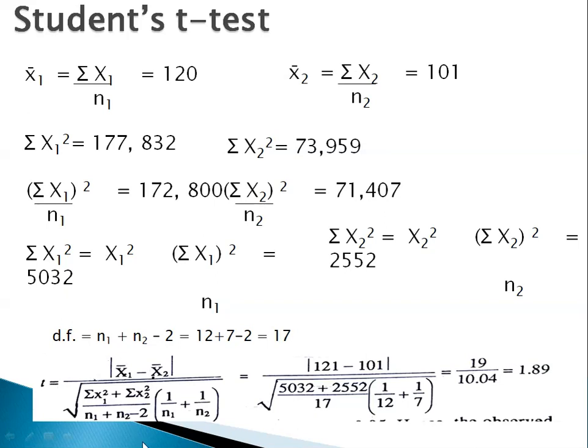This is the final formula for the t calculation. Mod of x1 bar minus x2 bar divided by square root of summation of x1 square plus summation of x2 square divided by n1 plus n2 minus 2, into bracket 1 divided by n1 plus 1 divided by n2, and you need to put all the values over here. If you solve these, you will get the final t value, that is 1.89. That is your statistical t-test value for the example.